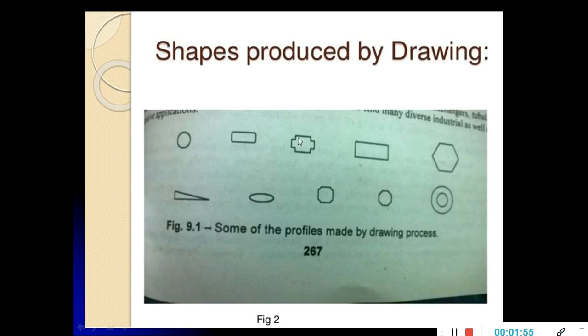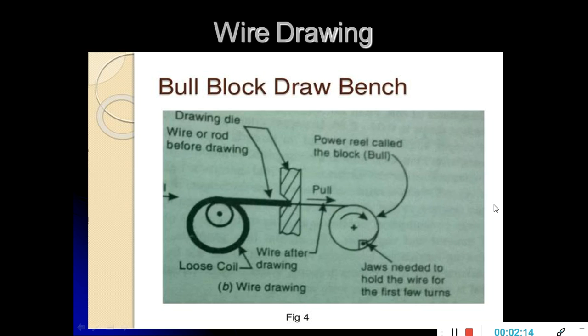So these are some of the shapes produced by the drawing operation. It may be circular, it may be rectangular, it may be this type, right? Or this may be a pentagon or hexagon, right? Oval shape. So these are the different types of profiles which can be drawn with the help of the drawing process.